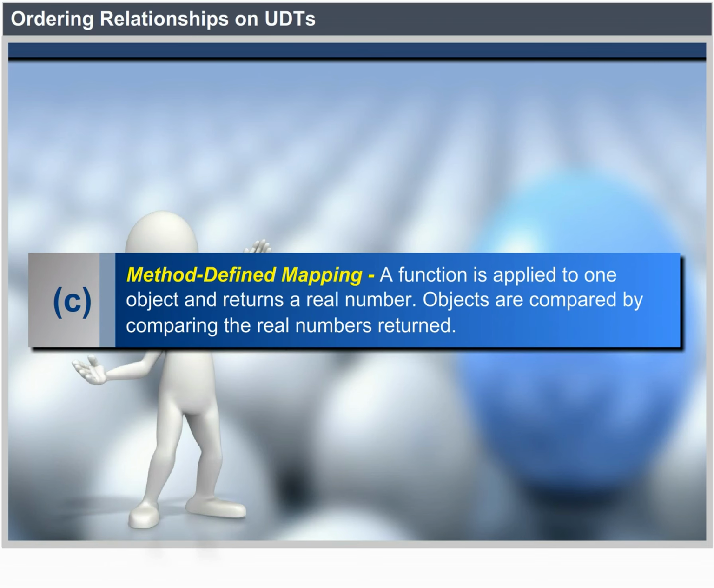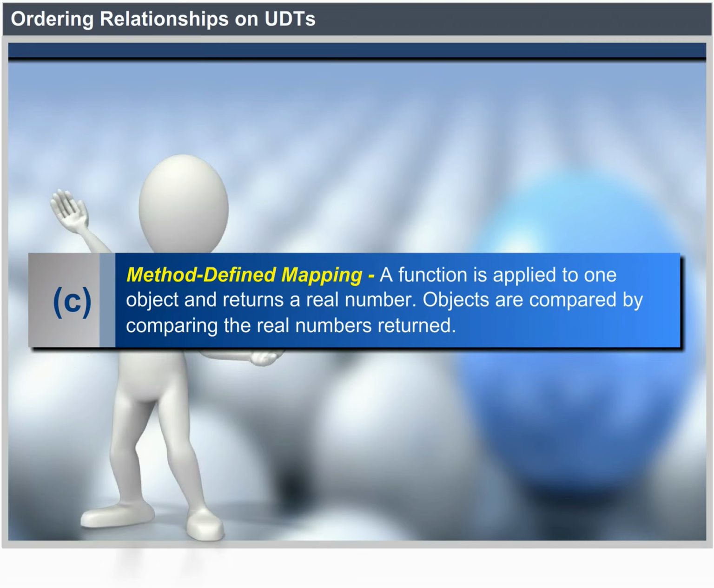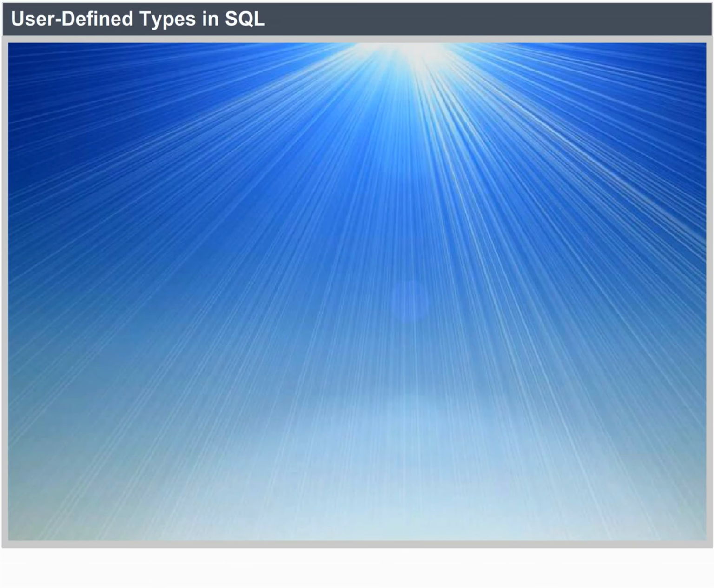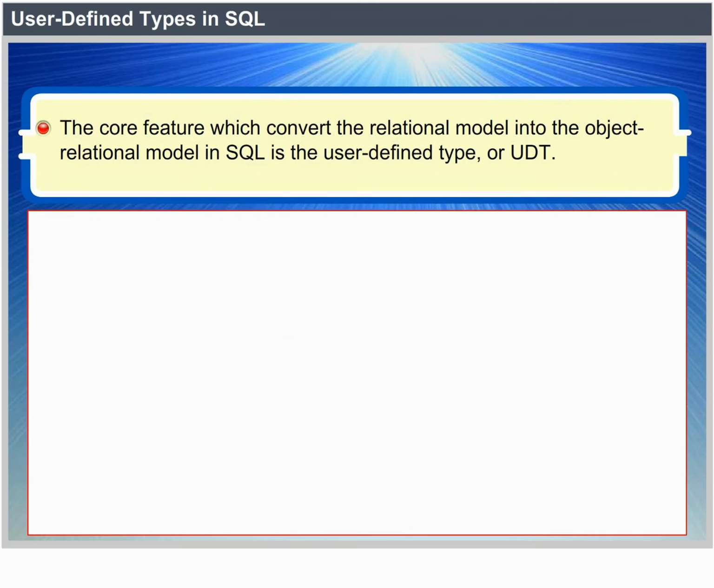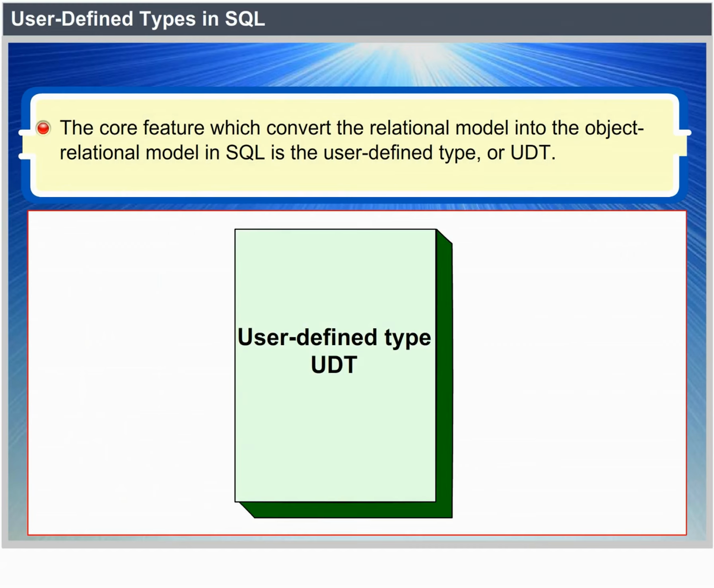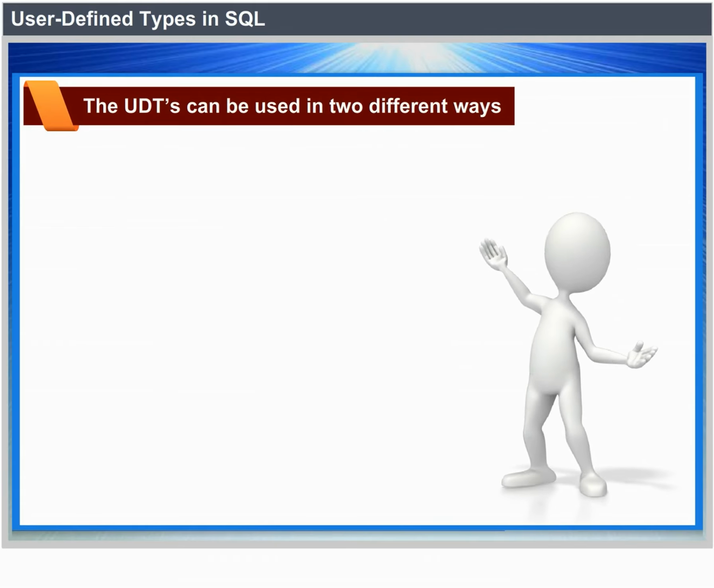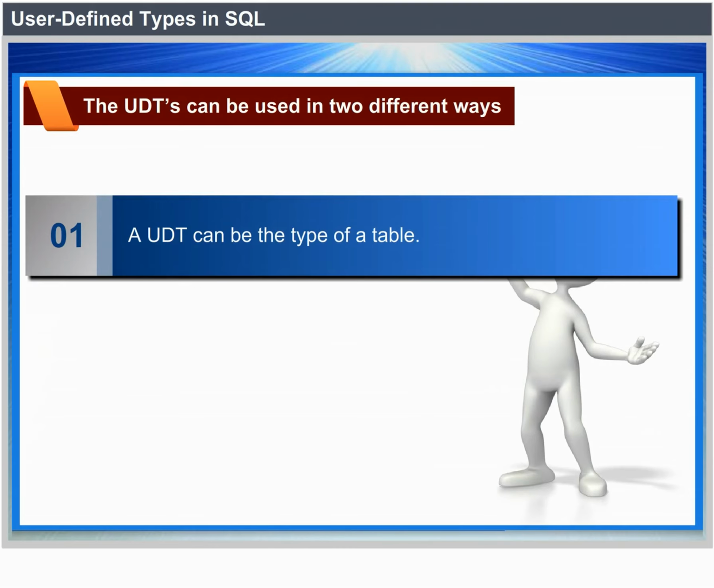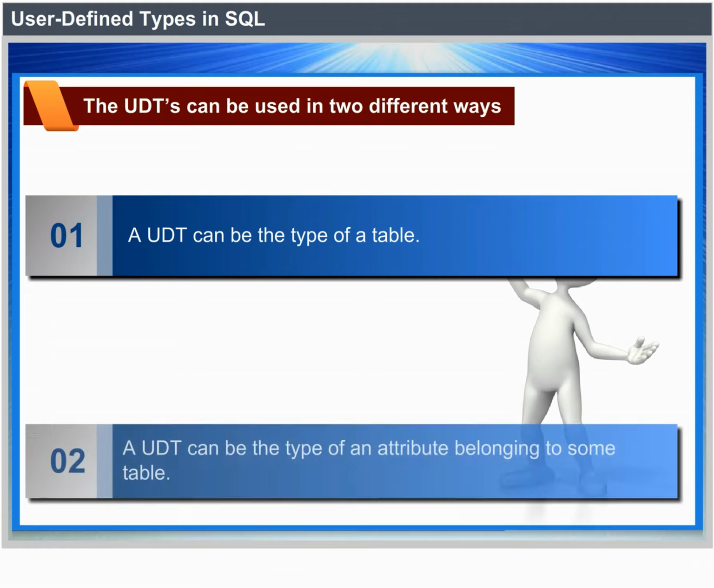User defined types in SQL. The central extension that turns the relational model into the object relational model in SQL is the user defined type, or UDT. We find UDTs used in two distinct ways. Number 1. A UDT can be the type of a table. Number 2. A UDT can be the type of an attribute belonging to some table.